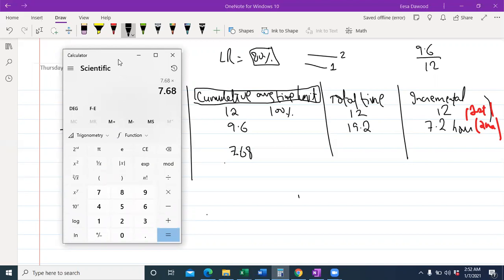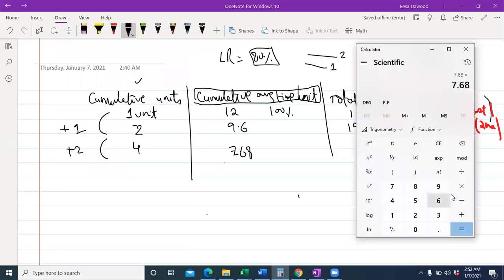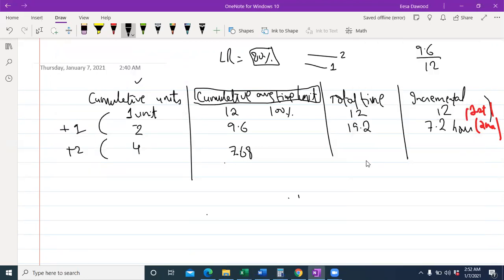So now 7.68 into the cumulative number of units, which is 4. So now the total time for 4 units was 30.72. If I know the total time for 4 units and the total time for 2 units, and if I deduct from the total time of 4 units the time taken for the first 2 units, I will get the time taken for these two additional units I made. And what are those additional units? Those were the third and fourth unit.